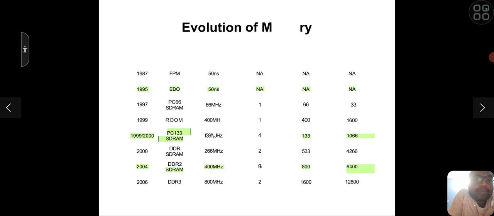The evolution of memories from 1987 to 1996 was mainly based on FPM, EDO, then PC66 SDRAM, PC133 SDRAM, DDR SDRAM, DDR2, and DDR3. Based on the frequency, the access time is first 15 nanoseconds, and second also 15 nanoseconds, and then the speed goes on increasing, like 66 megahertz, 400 megahertz, and so on. Lastly, finally, it reaches 800 megahertz.